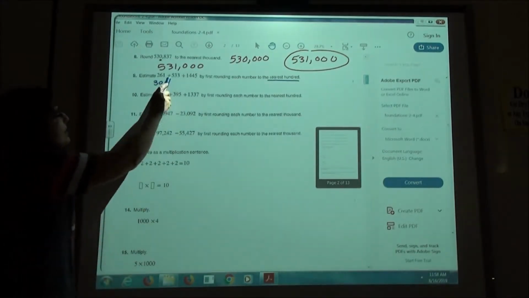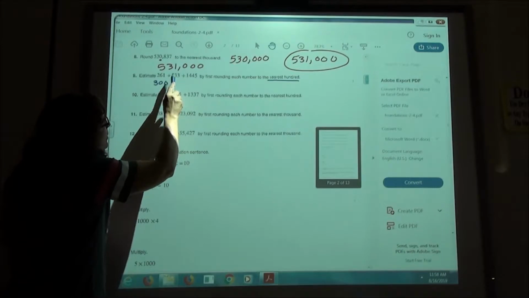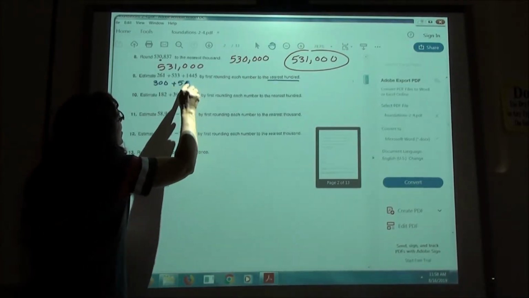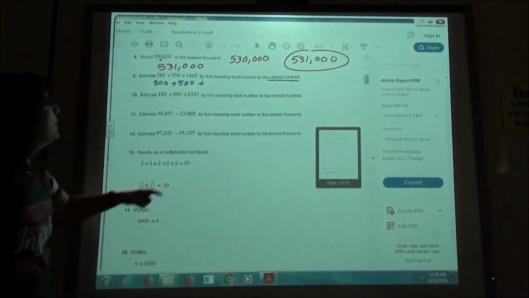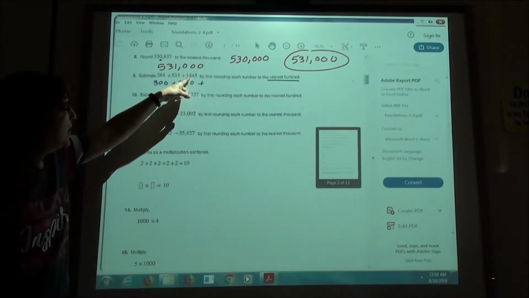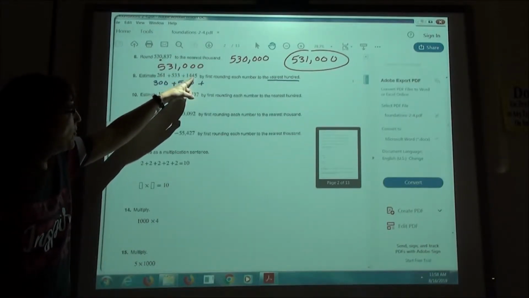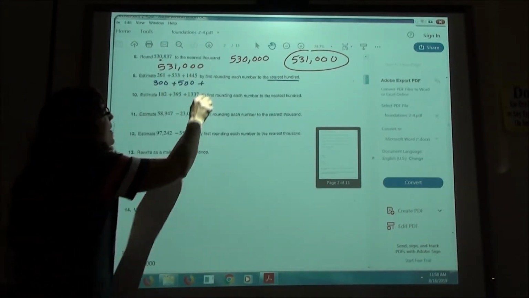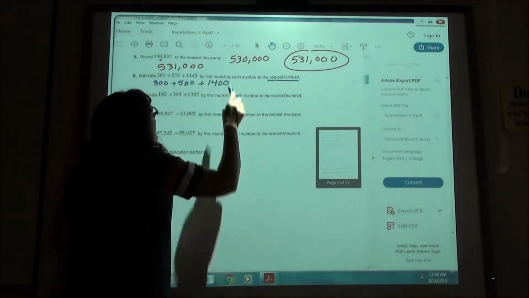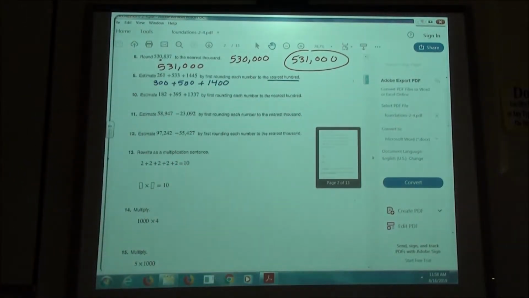533, since there's a 3 behind the 5, I'm going to leave that at just 500. Now on this one, 4 is in the 100 spot. There's a 4 behind it, so I'm going to leave that at 1,400. So the 261 I round off to 300, 533 we round down to 500, and 1,445 we also have to round down to 1,400. Now I'm going to add those together.